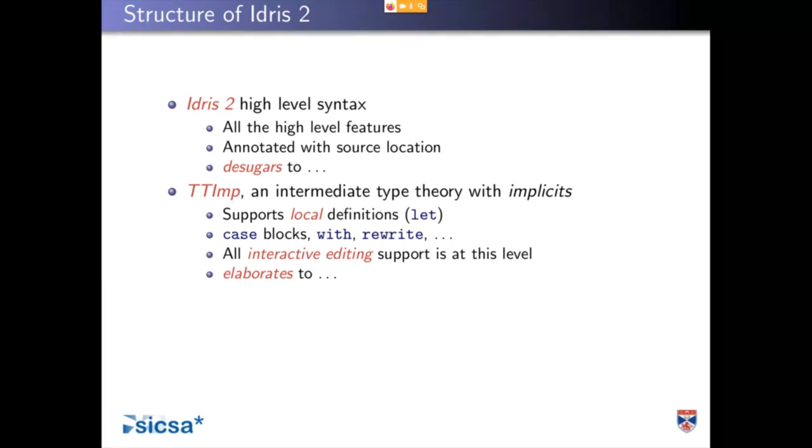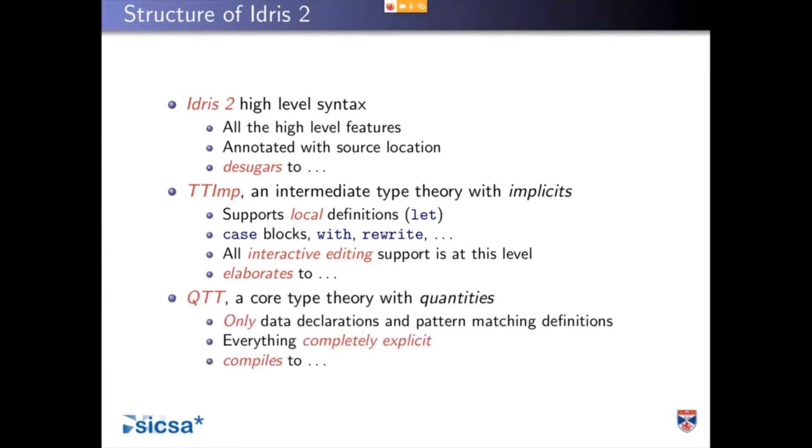So TTImp elaborates to QTT, that's a core type theory with quantities. So TTImp elaborates to QTT, something that type checks. So in QTT, you only have data declarations and pattern matching definitions, that is it. So you can declare data constructors, you can declare type constructors, you can declare function types, and you can give pattern matching definitions for function types. And everything there is completely explicit. It is something that in principle you could write out in some machine readable form, you could give to an independent type checker, and then you could have that independent type checker ensure that it's a well-typed Idris program.